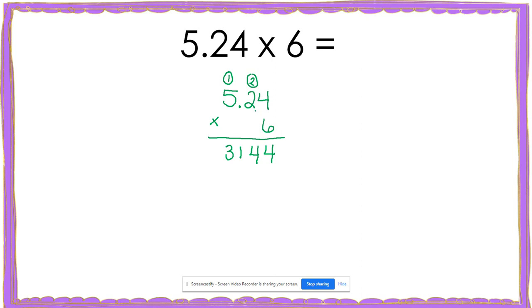Now, to determine where my decimal goes, I look in my problem. I have this one decimal in my problem, and there are 2 numbers behind that decimal. That means in my product or my solution, I should move 2 places to the left, and my solution will be 31.44.